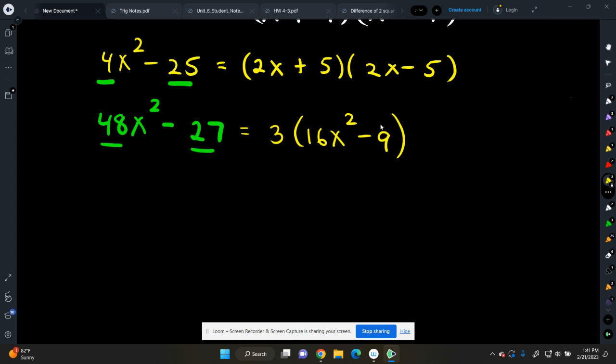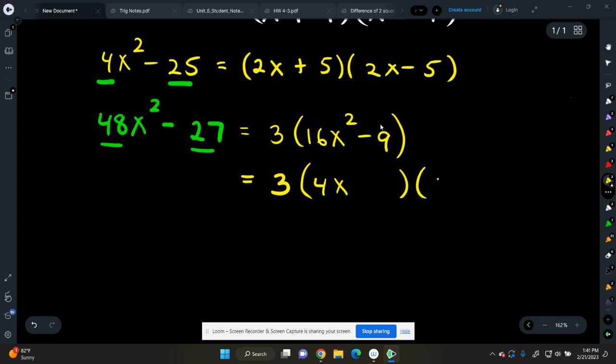Now, are these perfect squares? Is 16 a perfect square? Is 9 a perfect square? Okay, so let's factor this. Don't forget about your 3. Square root of 16x squared is 4x. And the square root of 9 is 3. And we're done.